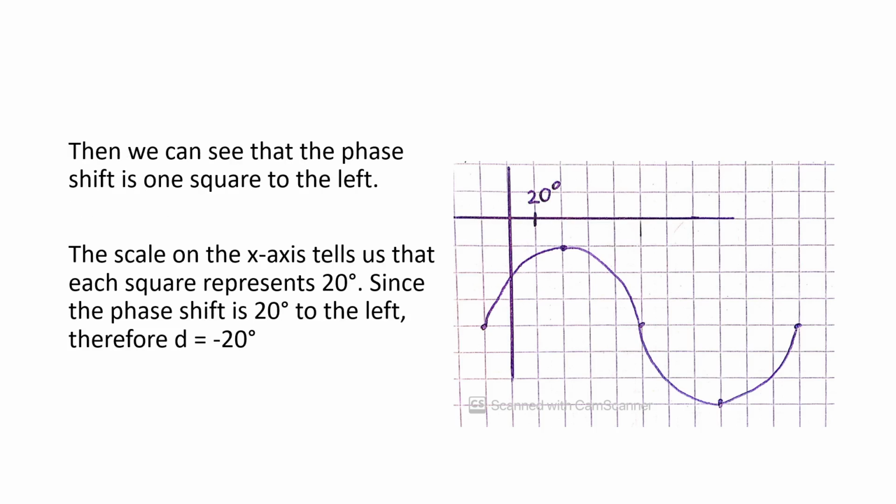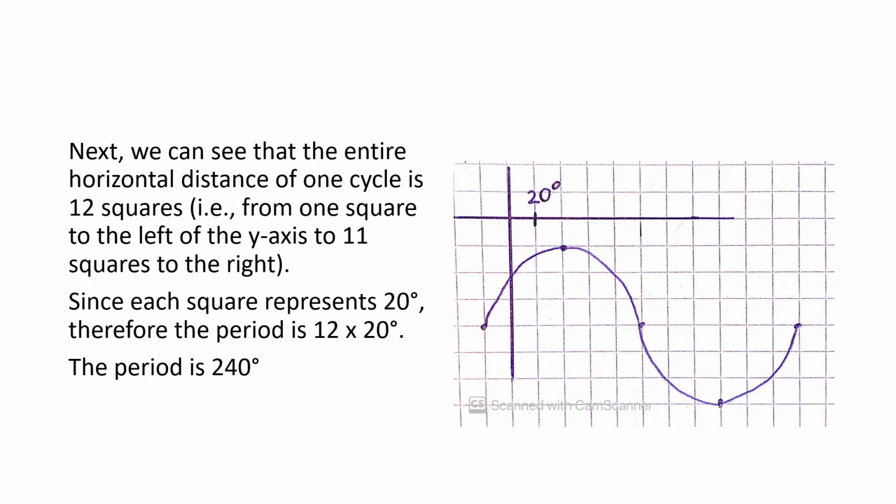Then we're going to see the phase shift is 1 square to the left. So we might be tempted to say d is negative 1. But remember, the index is 20 degrees. So every 1 square is equal to 20 degrees. So what we do is we say d is equal to negative 20 degrees. Okay? And that's how we get that value down there.